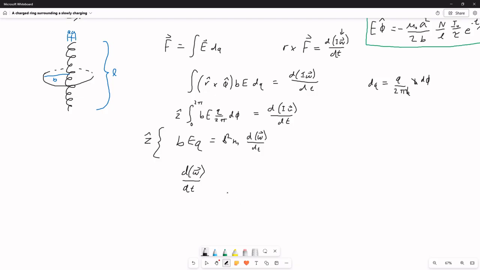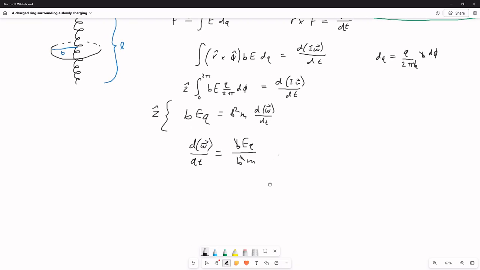I'm also going to drop this z hat here. We know everything is happening in this plane. So we have b E q over b squared m. Cancel out some b's. And now all that's left to do is to integrate over time and get just omega. So the integral of time, we said earlier we could do from 0 to infinity, of d omega dt is going to be q over b m times E, which we know is a function of time, from 0 to infinity.